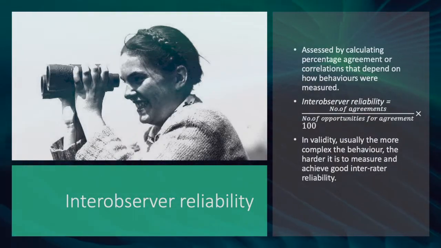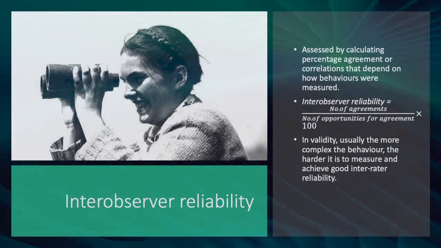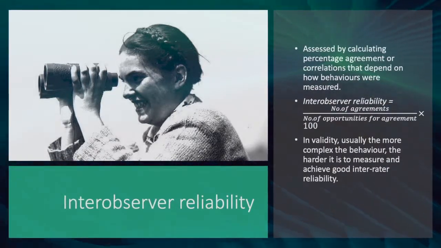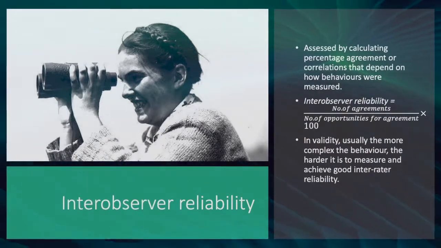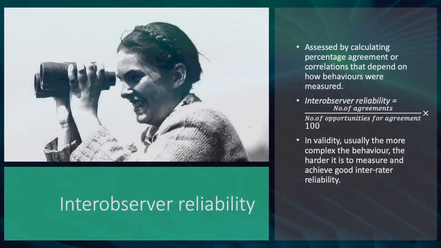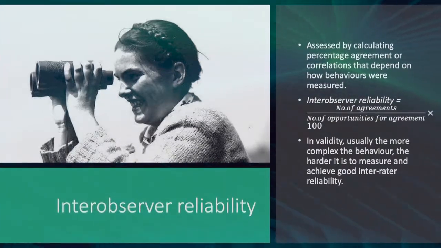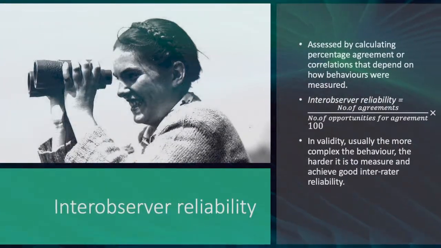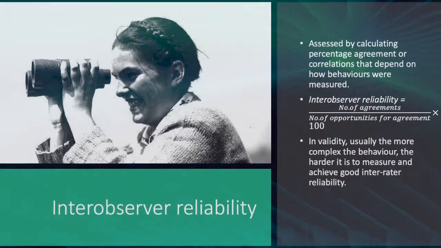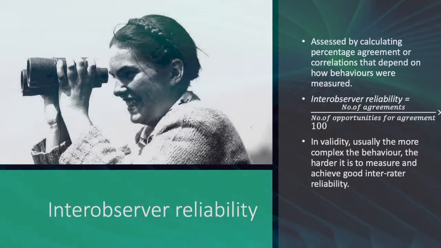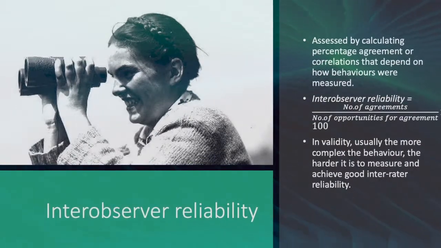One must also consider inter-observer reliability, which is assessed by calculating the percentage of agreement or correlations that depends on how behaviors were measured. So, for example, inter-observer reliability is equal to the number of agreements over the number of opportunities for the agreement multiplied by 100.